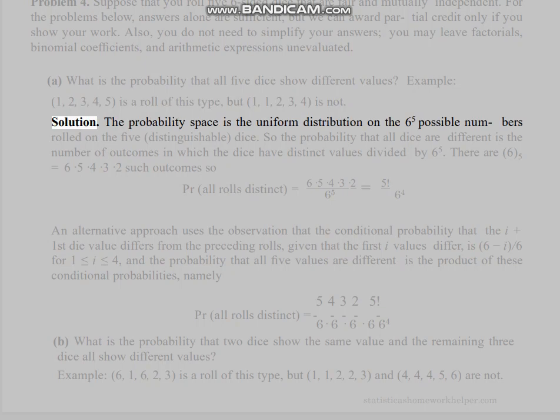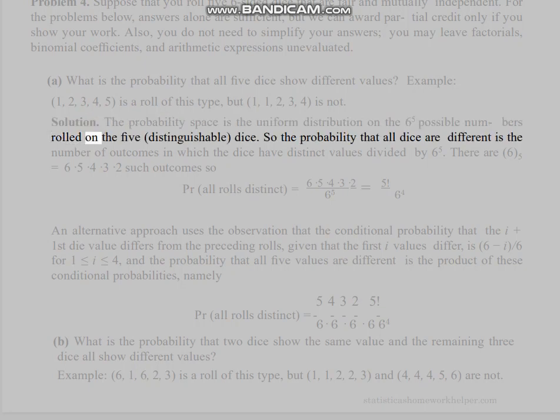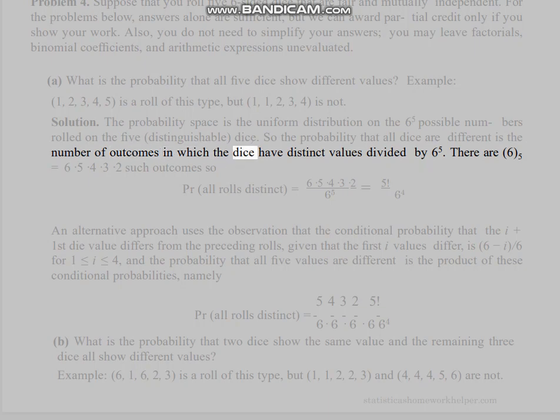Solution. The probability space is the uniform distribution on the 6^5 possible number sequences rolled on the 5 distinguishable dice. So the probability that all dice are different is the number of outcomes in which the dice have distinct values divided by 6^5. There are 6 times 5 times 4 times 3 times 2 such outcomes, so Pr[all rolls distinct] equals 6 times 5 times 4 times 3 times 2 over 6^5.